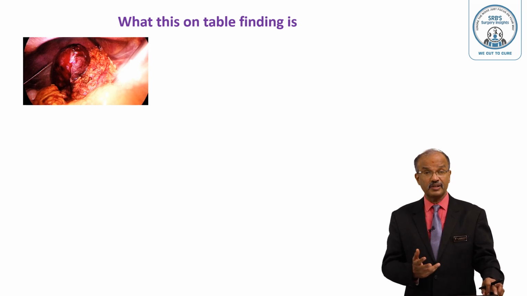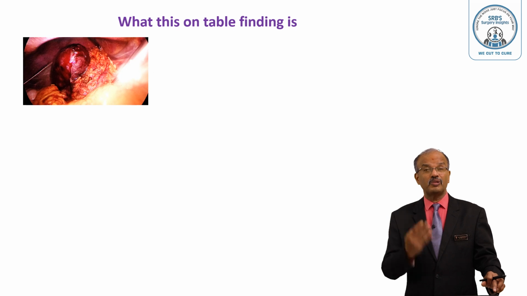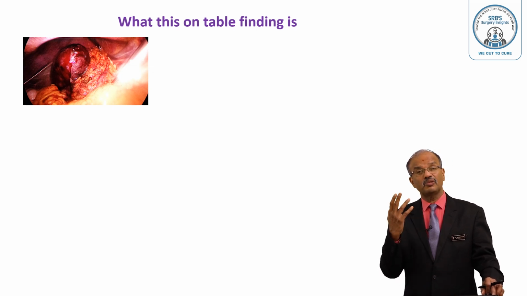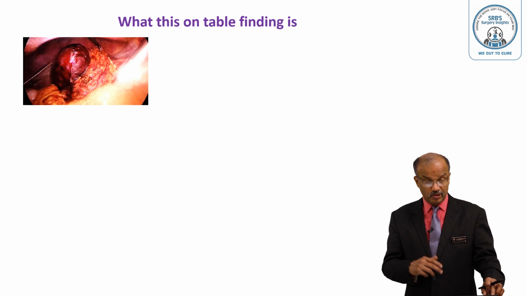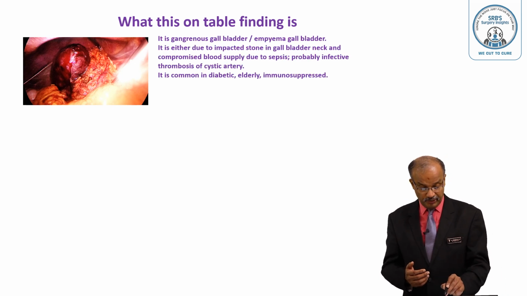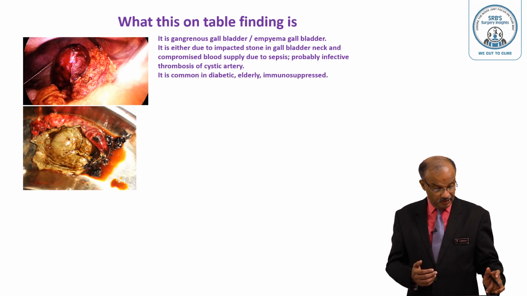That is about gangrenous gallbladder. You have to control sepsis. Antibiotic is important. You may have to put a drain in this patient. So all those things, and the conversion option also I have to keep. That's why this entity is important. So all those things I have told. Infective cystic artery is common in diabetic, elderly, and immunosuppressed patients.